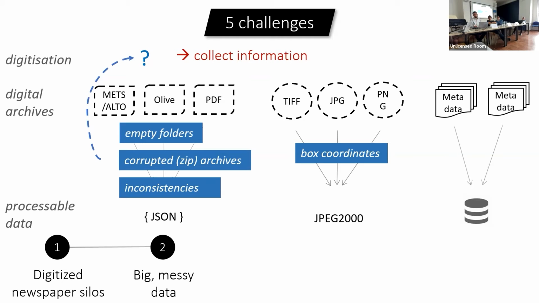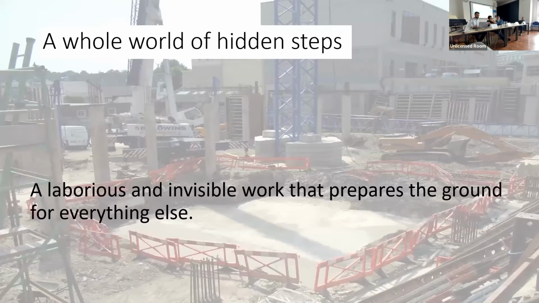This for the OCR. The problem with the image is mostly related to box coordinates, so coordinates of the words in a page, especially when you need to do conversions between images of different resolutions where the coordinates were computed. So this can create a few headaches. And for metadata, you have the problem of partial metadata and also non-normalized, so not using authority files and the like.